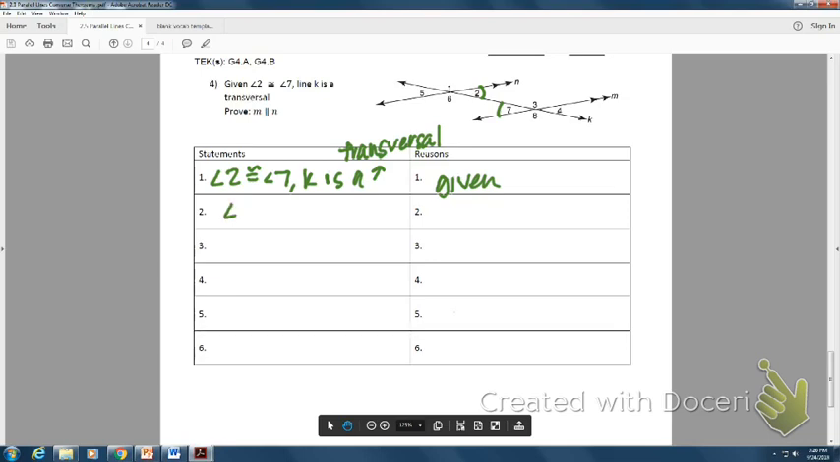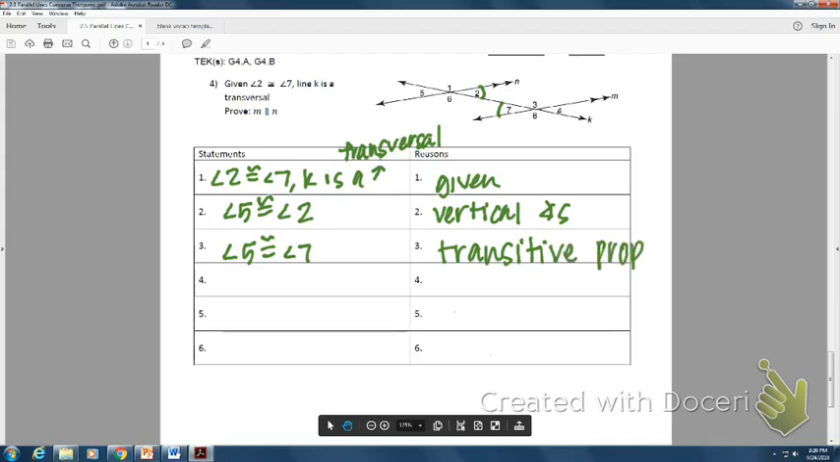Angle 5 is congruent to angle 2. How? Vertical angles. Very good. Okay, if you wrote definition of vertical angles are congruent, whatever you want to write. Okay, give me something else. Angle 5 is then congruent to angle 7. Why? Transitive. Okay, so now we have 5 is congruent to 7. What else?